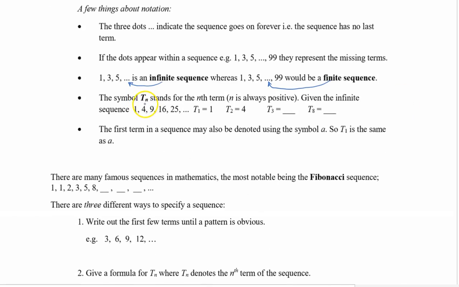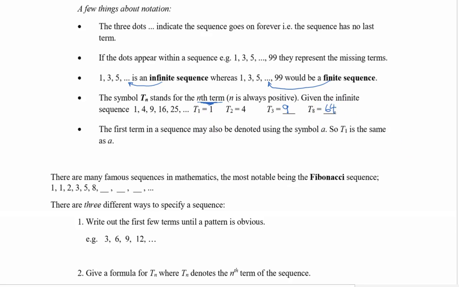Tn is the symbol that stands for the nth term. That's probably nice and makes sense, Tn. So T1 would be the first term. So if we're looking at this sequence, 1, 4, 9, 16, 25, and again you probably recognise that as the numbers squared, then T1 is 1, T2 is 4, T3 would be 9, and T8 would be 64, although it doesn't appear there.